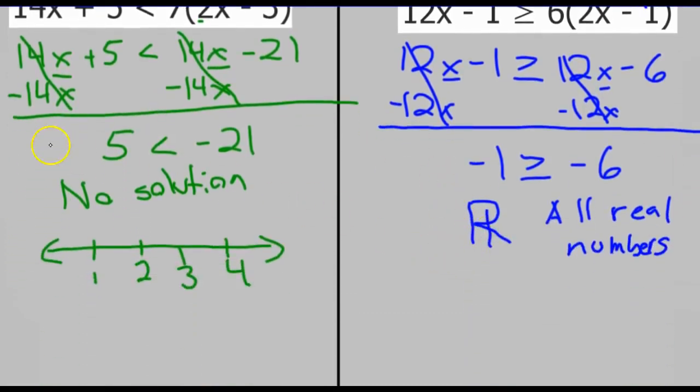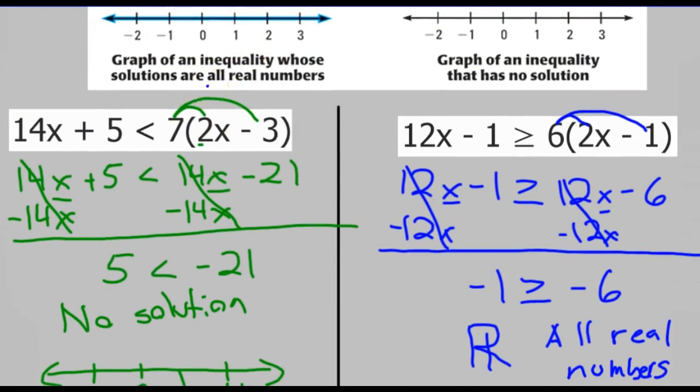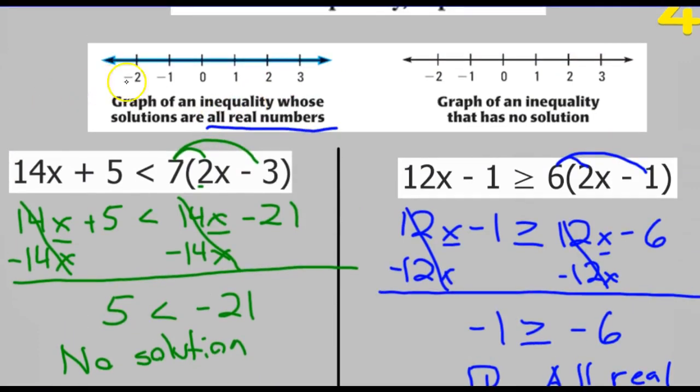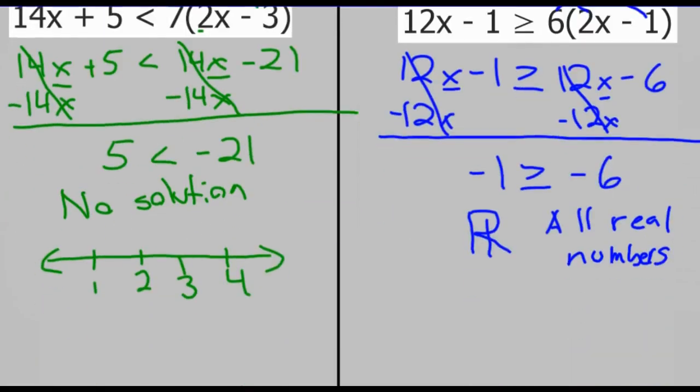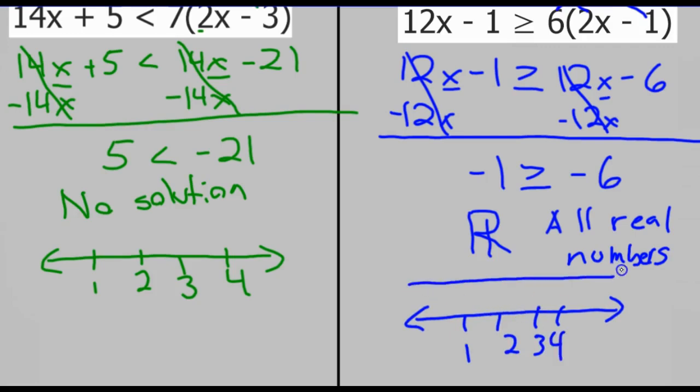The graph of all real numbers has lines going either way. So if I were to graph that, I would have numbers, and all of my numbers would work. So I'm just going to put negative 1 here and negative 6 here because those are the numbers that we found. All real numbers would work.